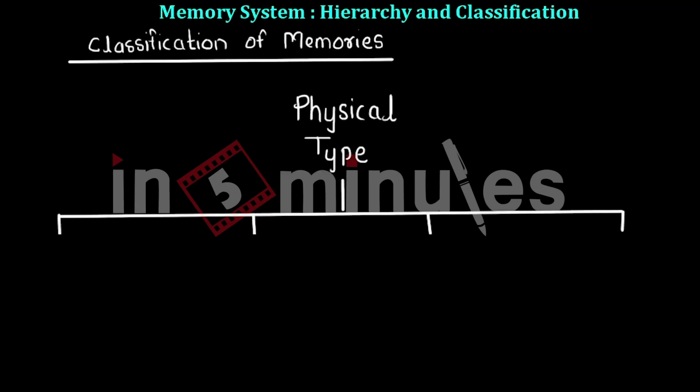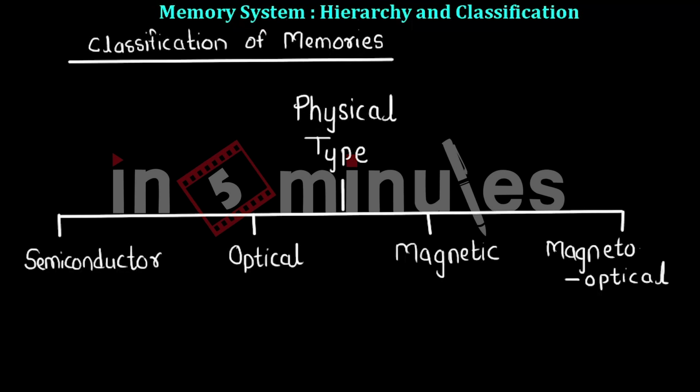Based on the physical type of the memories, they are divided in four types. That is, first of all, semiconductor memories. Now these are widely used for on-chip memories. They are very frequently used to design RAM and ROM arrays. Then we have optical memories. Optical memories, the example is optical CD-ROM, in which the optical devices such as lasers are used to write or read the data from the memory.